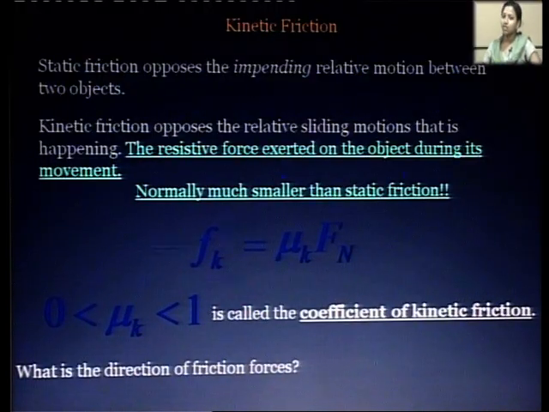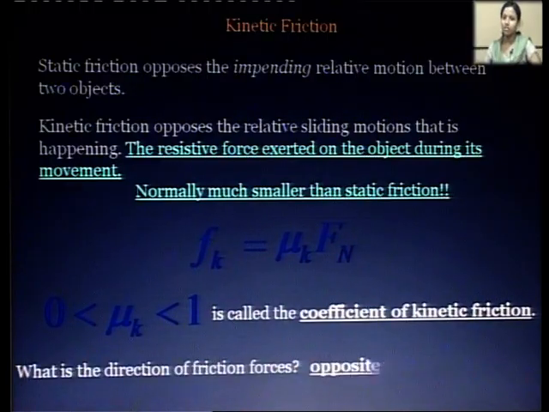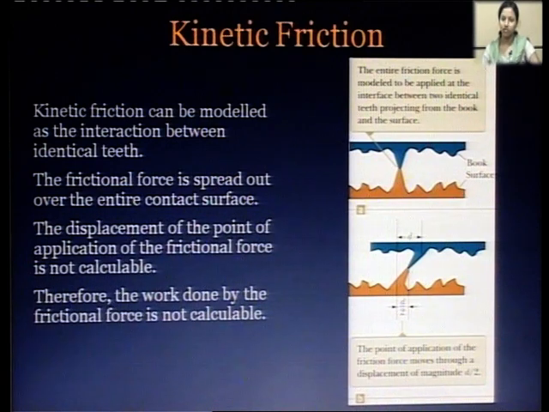And what is the direction of frictional force? It is always opposite to the motion of the body. Next we come to why frictional force or kinetic friction is there. Kinetic friction can be modeled as the interaction between interlocking teeth. We can see the two surfaces here. We take the example of a book and a surface, a wooden surface or a carpet, etc.